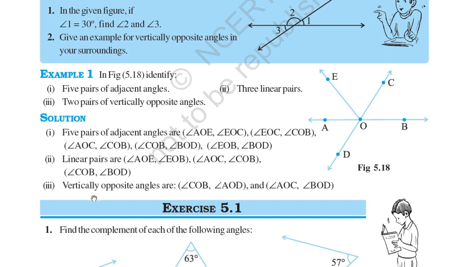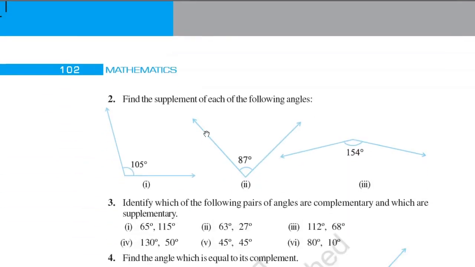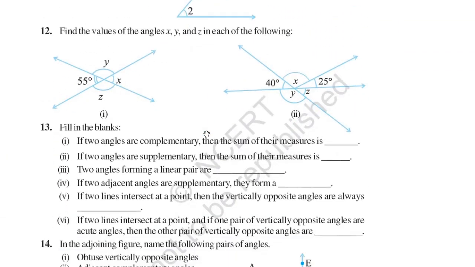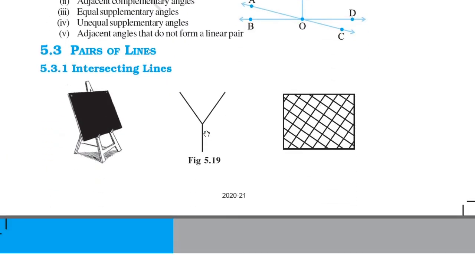So you can see the vertically opposite angles: COB and AOD, these two are vertically opposite angles, and AOC and BOD. So you can see AOC and BOD, this one and this one. So this was the solution. This is the exercise. So you can solve it, and if you are in doubt, you can ask in the comment section. So pair of lines, intersecting lines.